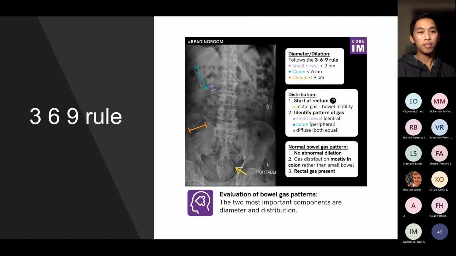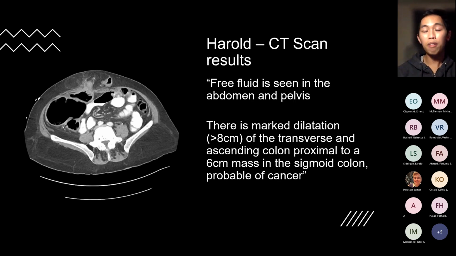But rather than abdo X-ray, Harold has gone for a CT scan, and this is the result of his CT scan here. There's free fluid seen in the abdomen and in the pelvis, and there is marked dilatation of over 8 centimeters of the transverse and ascending colon, proximal to a 6 centimeter mass in the sigmoid colon, probable of cancer. So we can establish that Harold here has a bowel obstruction due to a possible cancer or a mass in his GI tract.